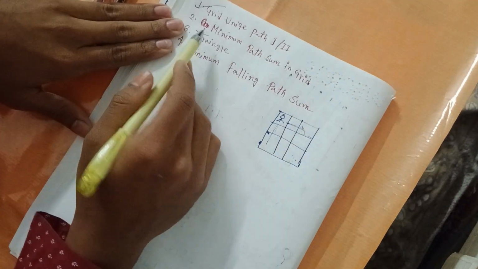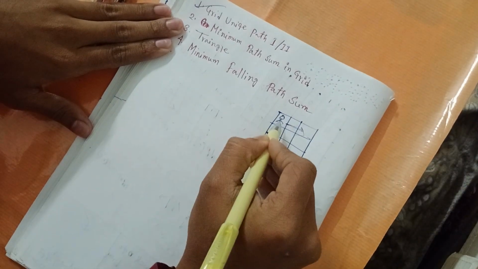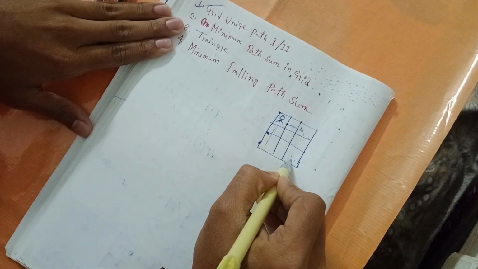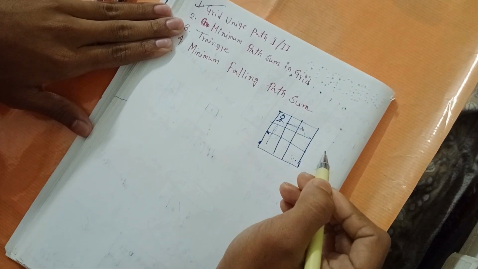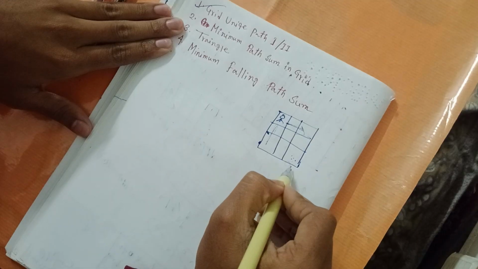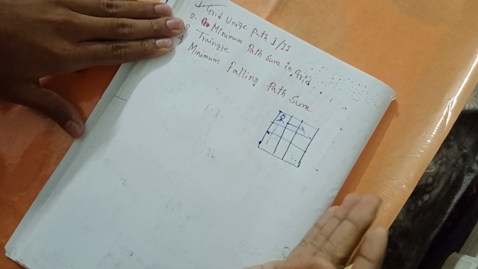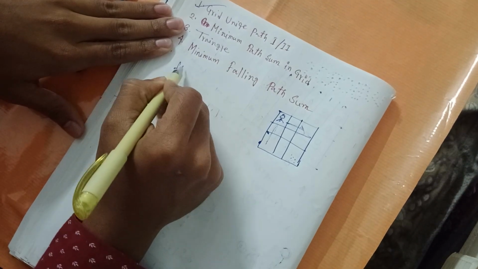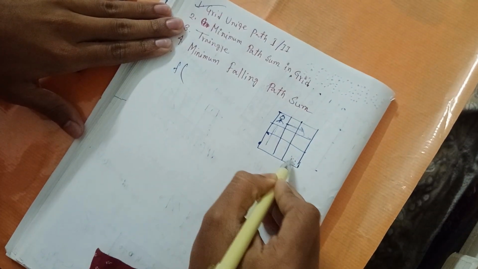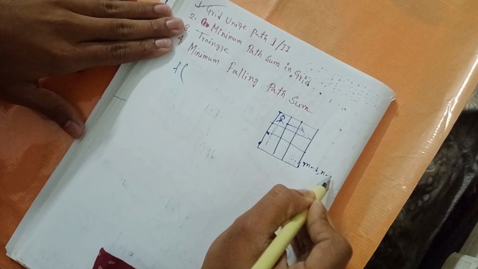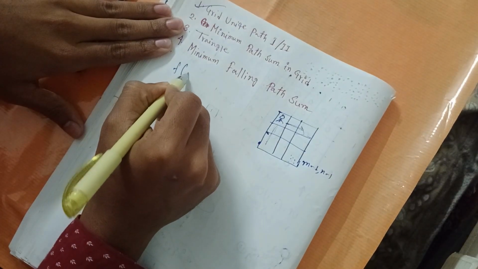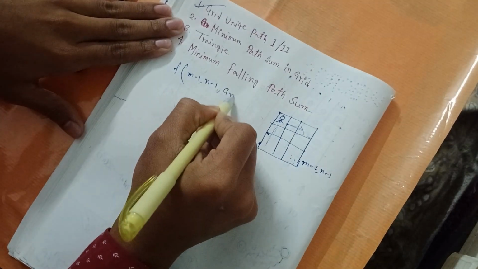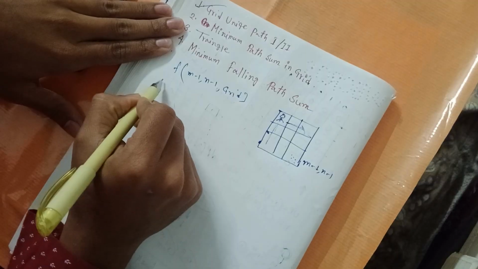Okay, so if you know that this is my starting point and this is my ending point, and these are fixed points, then if you do recursion from last to top, you will get the answer. So what do you pass in your function? You pass m minus 1 and n minus 1, which is my row and column, and you pass the grid.